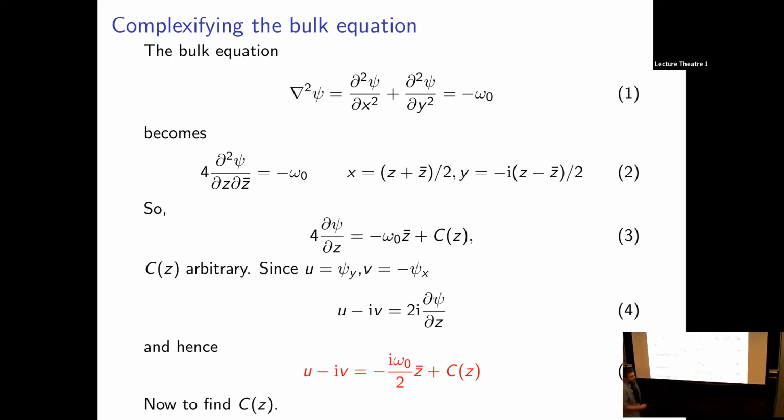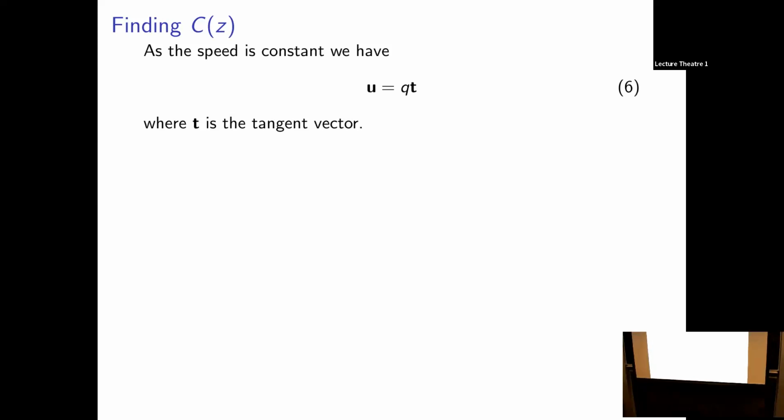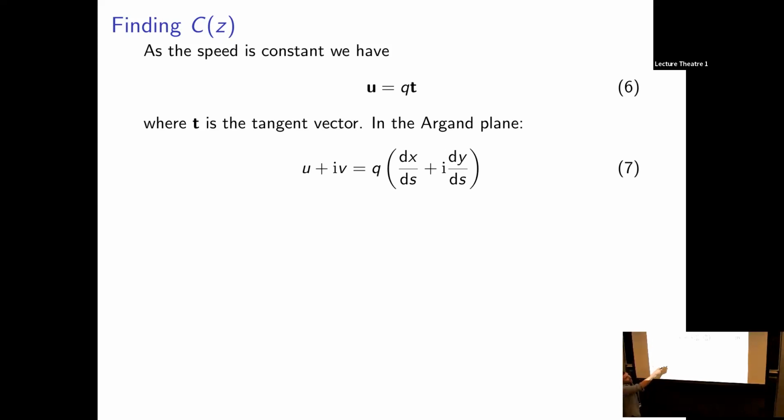But we do need to find c. So how do we find the arbitrary function? Well, we have to use the boundary conditions. On the free surface, the only boundary condition is that the speed is constant. That means that the velocity is equal to q, which is what the speed is, times the tangent vector. In complex variables language, that statement is simply this.